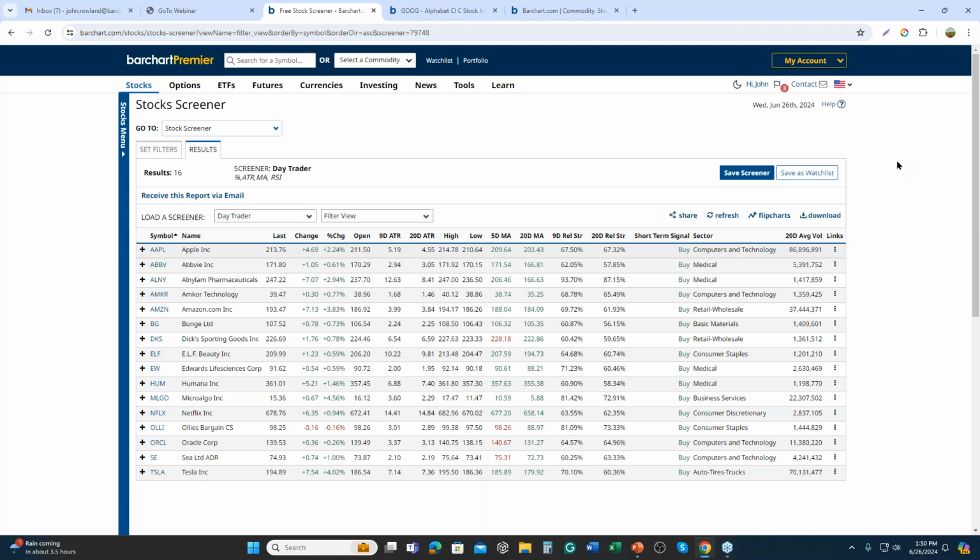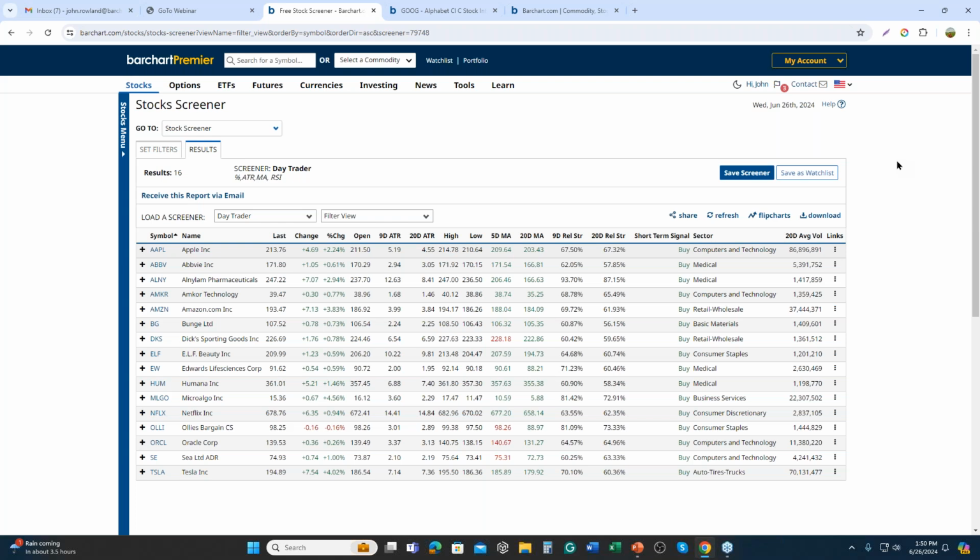So let's just look at Apple right here off the top. So what do we see? This is late in the day, but let's see what Apple has done so far today. The last price is $213.76, and the change for today is up $4.69. That's about a 2% move. So, most markets move on a daily basis somewhere between, let's say, a half of a percent up or down to maybe about 2%.